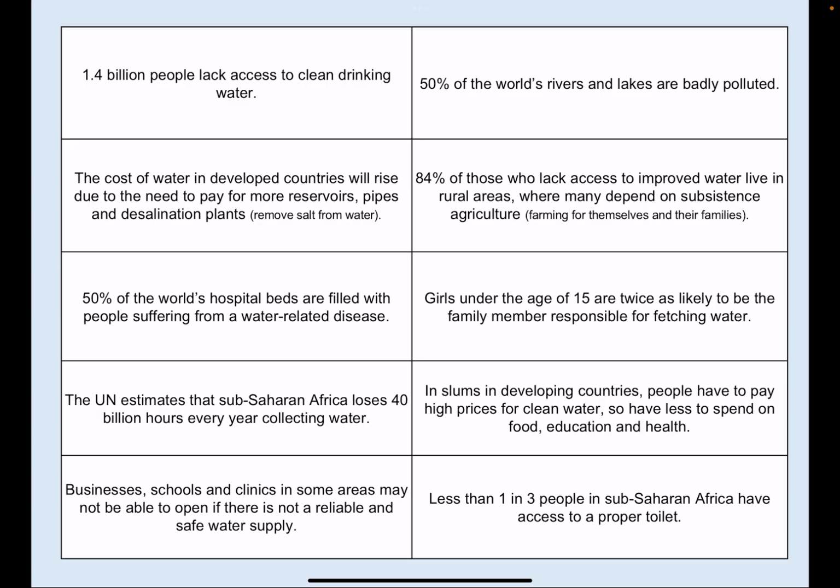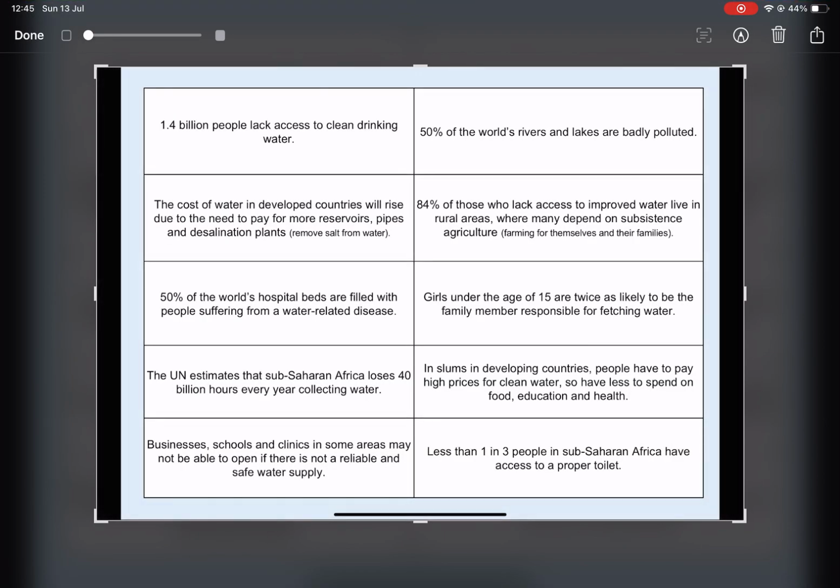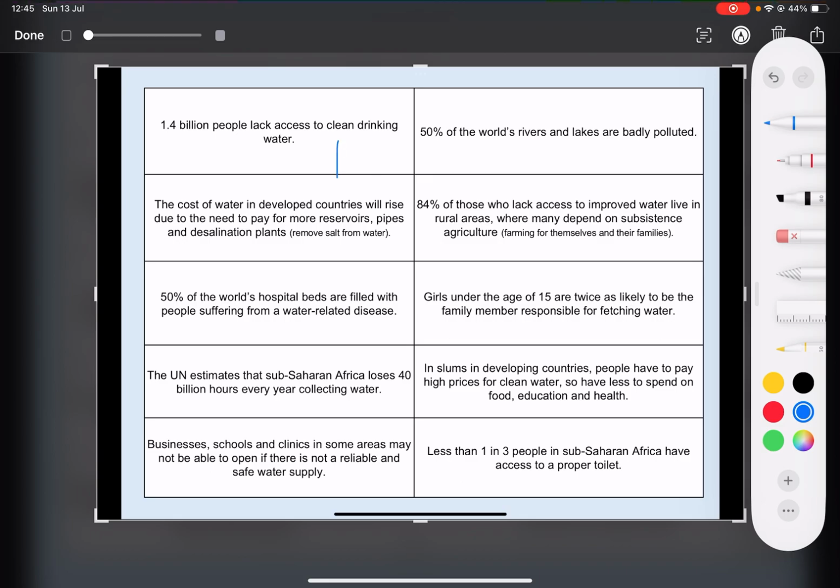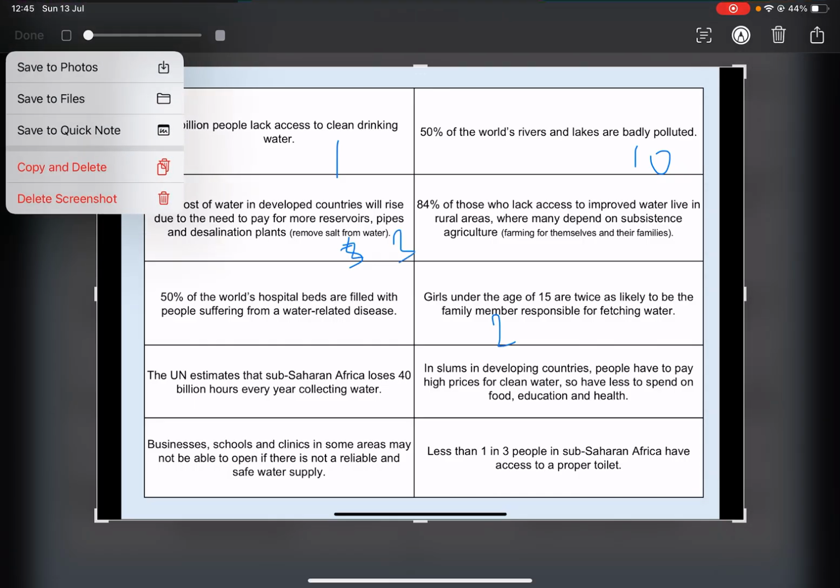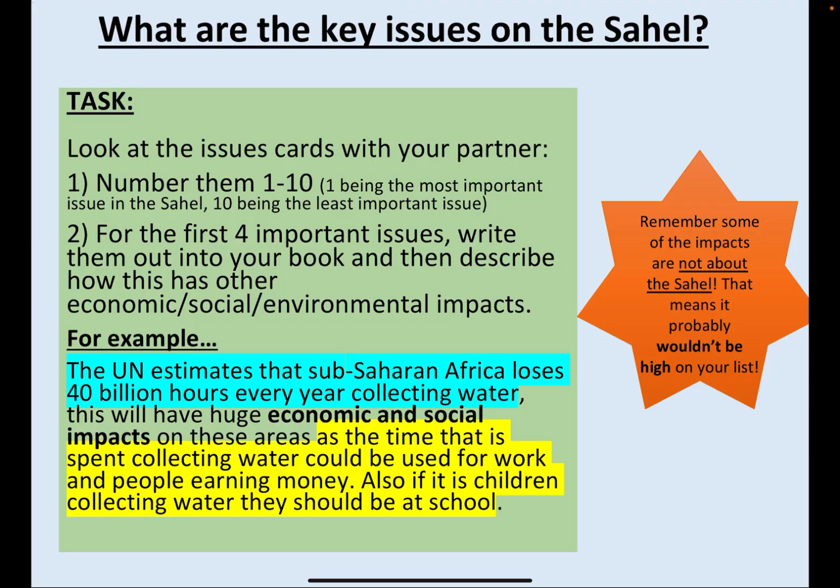What you might want to do for the ranking, the first task, is screenshot it, mark up 1, 2, whatever you think, 10, for example, 3, etc. And then have that saved on your iPad, and then you can use that to do task 2. I am going to give you about 10 to 15 minutes to do this task in year 7s. Make sure you add detail.